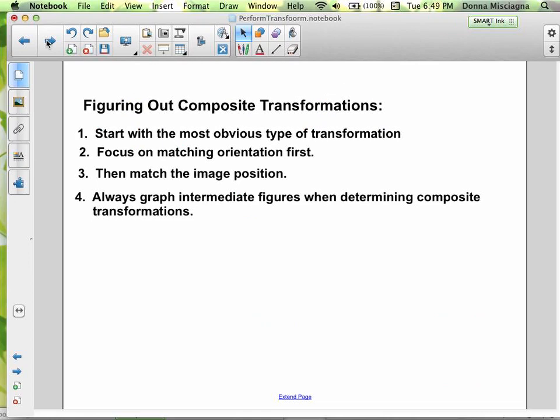It's a lot easier, if the figures aren't in the same location, to translate them to get them in the same location. But if they're not facing the same way, and you try to get them in the same location, then it becomes a little bit more difficult to get them to face the same way. So sometimes it's easier if you start with focusing on matching that orientation, then deal with position.